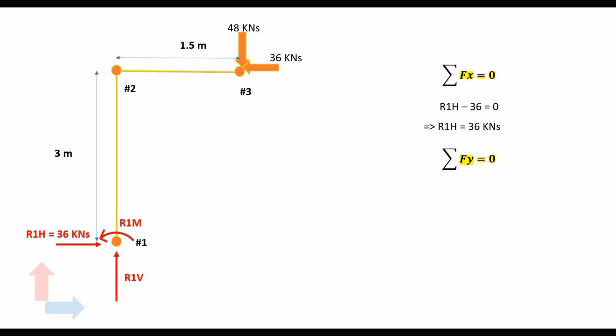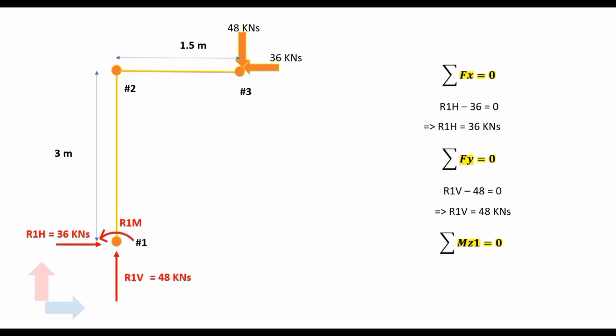And then there is the vertical component of our inclined load, which is 48 kilonewtons, which would be acting along the negative direction of the global y-axis, and thus 48 will have a minus sign before it, and if we sum that up, it will be R1V minus 48 equal to 0, and if we solve for that, we will have R1V equal to 48 kilonewtons. R1V being evaluated to be positive means that our assumed direction of R1V acting in the positive direction of the global y-axis is correct, and so we can write R1V equal to 48 kilonewtons.